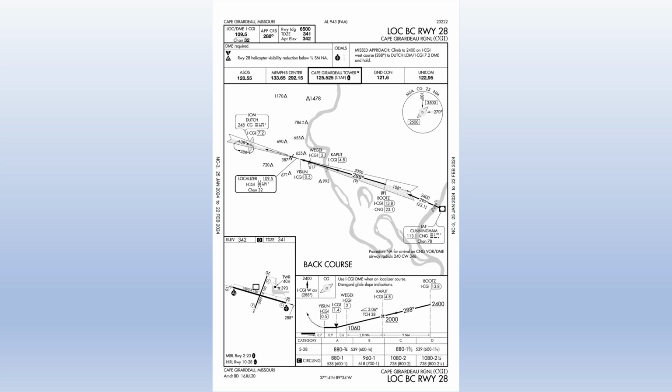To utilize a localizer back course, all you need to do is tune in the associated localizer, and all the usual information you would find about the localizer will be available on the localizer back course approach charts, including the frequency and ID for the station. In addition to having the title LOC BC for the approach, the words back course in bold letters will typically appear somewhere on the plan view of the chart.